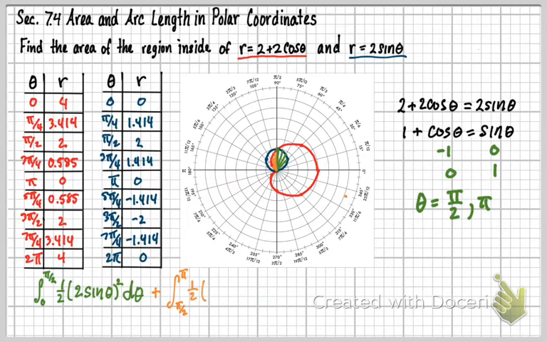And the function for that one is 2 plus 2 cosine theta squared d theta. So those are my 2 integrals that I'm going to have to add together to get an answer for the area inside both the regions together.